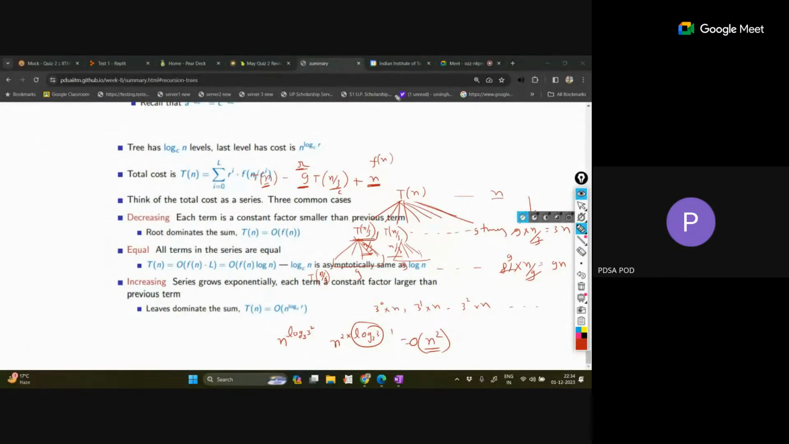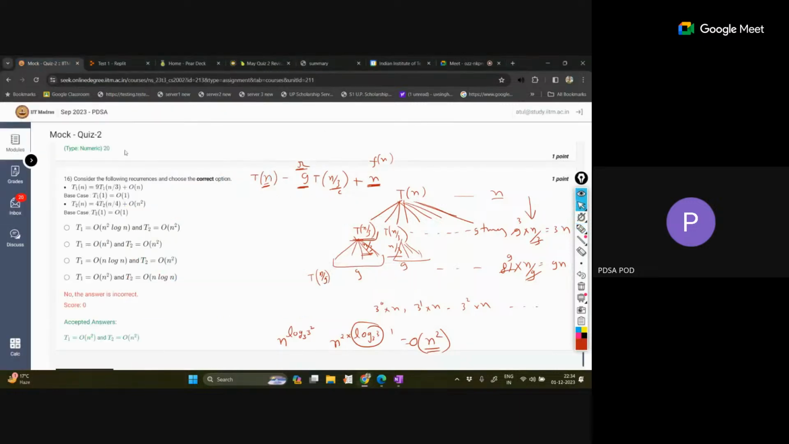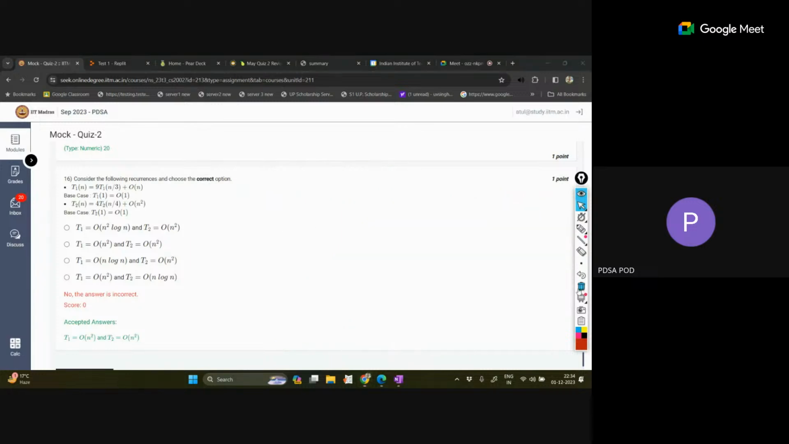So the second problem. This is for the first recurrence, and the second recurrence is also given. The answer for the first is n square. And the answer for the second, we will check here. T(n) equals 4 T(n/4) plus n square. Here we are giving n input, and we are getting this n square at each level. So this is T(n) at the first time, and we are getting n square.